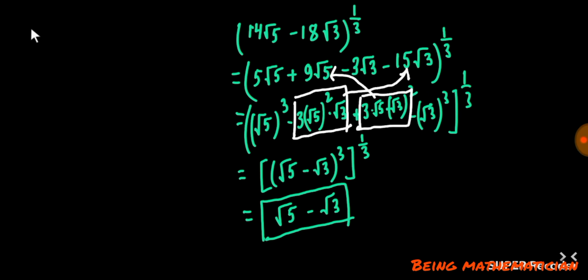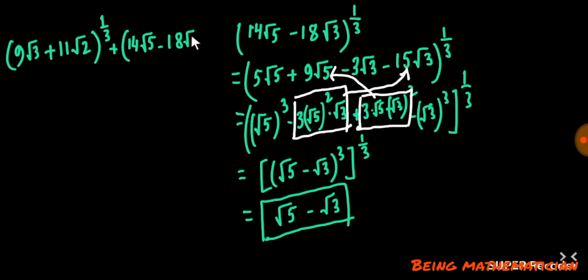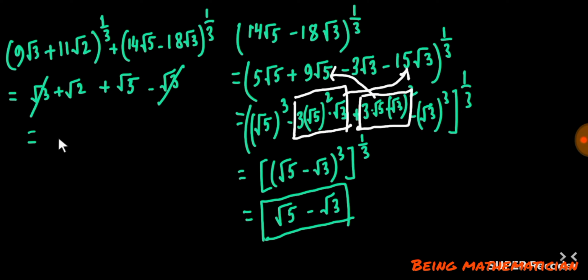So now we can calculate (9√3 + 11√2)^(1/3) + (14√5 − 18√3)^(1/3), and this is equal to √3 + √2 plus √5 − √3. So √3 cancels. We get √5 + √2. We determine the value of this expression, which can be placed in numerator position.